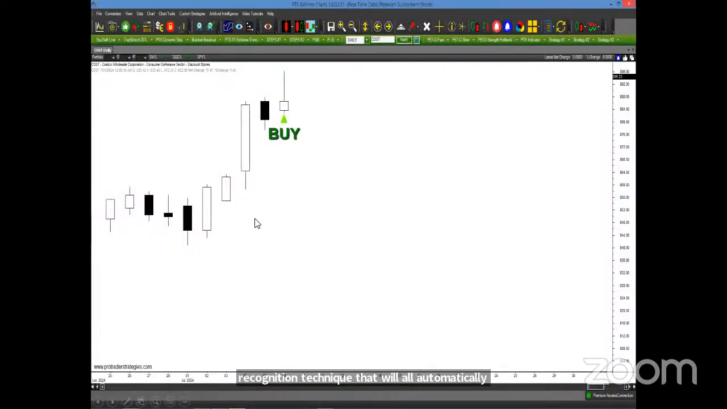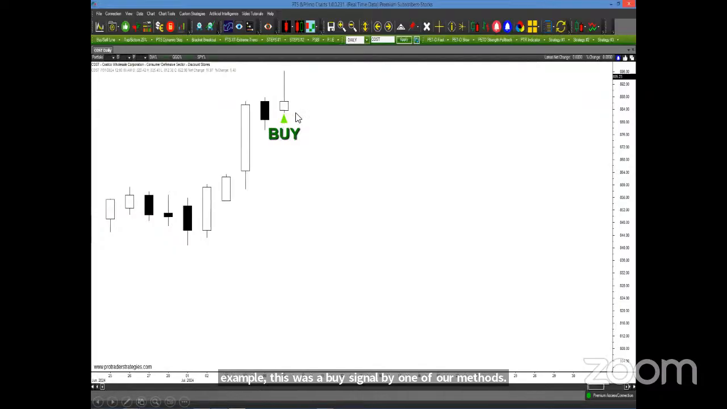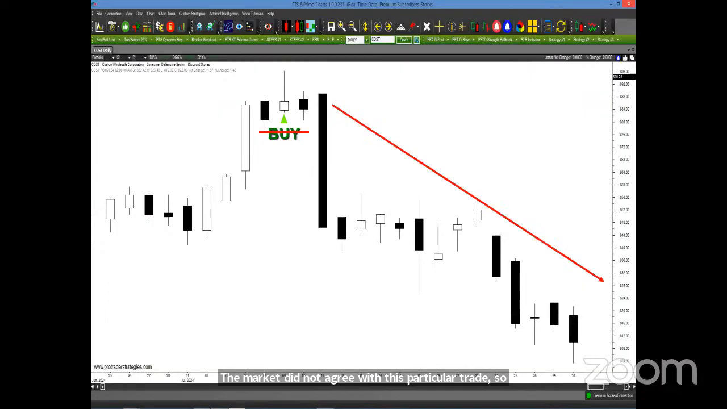For example, this was a buy signal by one of our methods in Costco in July, all right? It's a little over a month ago, all right? But using this particular technique, looking back at past signals, the market did not agree with this particular trade. So you would not have entered, and therefore you would not have had a losing trade on your hands. This is proper trade management.